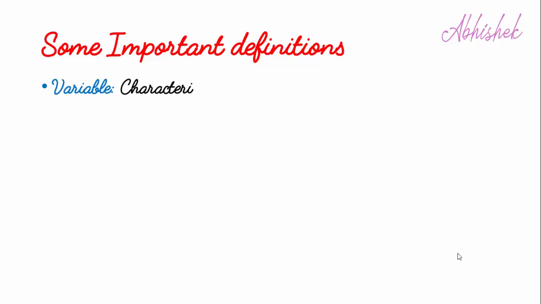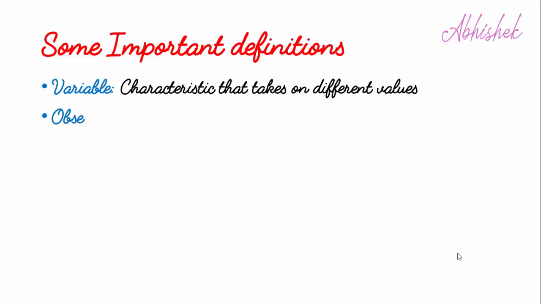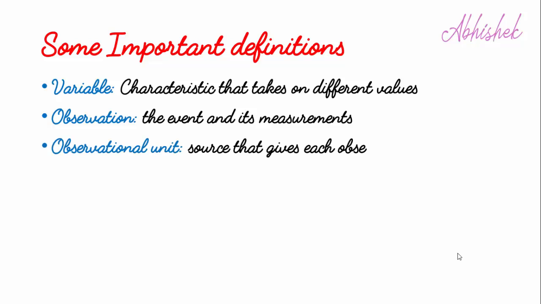There are some more definitions which we should know before we go further. These definitions are variable. Variable is X. It is the characteristic that takes different value. It is the point which we are studying. Then what is observation? Observation is the data which we collect from an individual. And therefore, what is an observational unit? It is a source that provides the observation is called an observational unit.